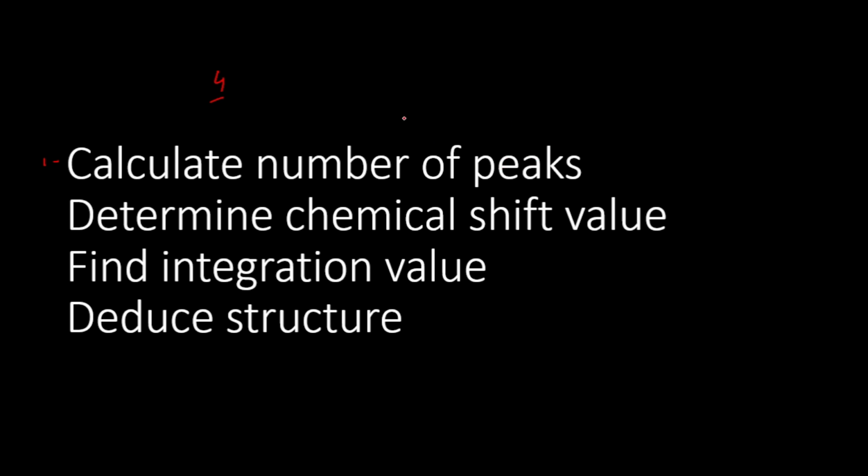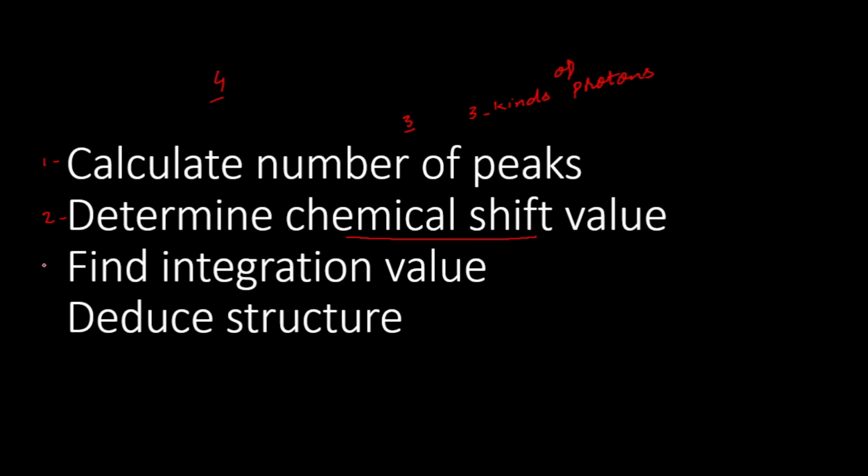If there are three peaks, it means there will be three kinds of protons. It means the number of peaks tells us about the different kinds of protons. And this is the second step: determine the chemical shift value. Chemical shift value is very important. It tells you about the type of proton and about its environment as well.